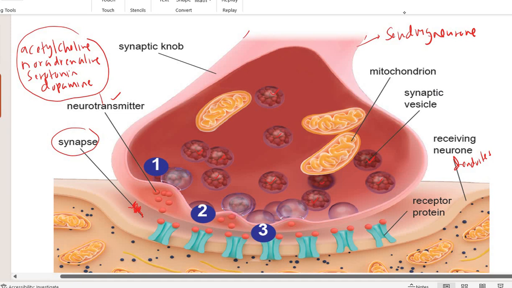At the dendrite of the receiving neuron, we have the receptor protein, a place where this neurotransmitter will bind. The synapse is the gap. Let us continue with the process by using the diagram here.